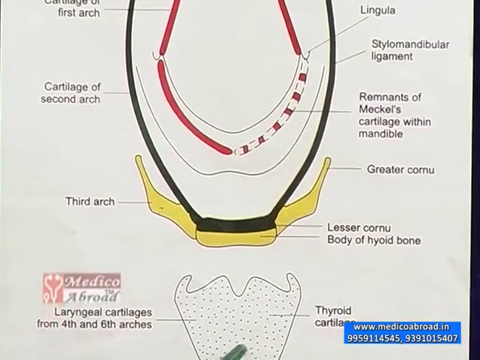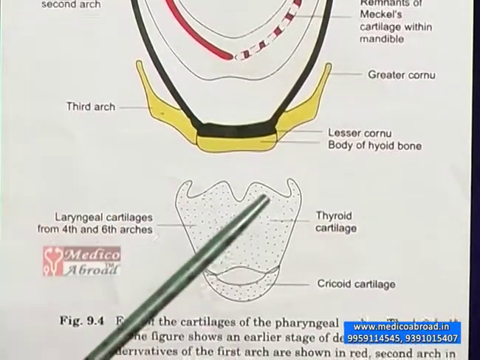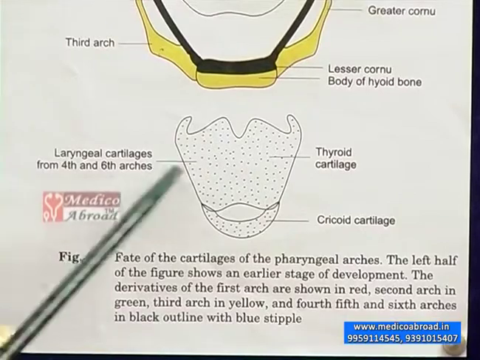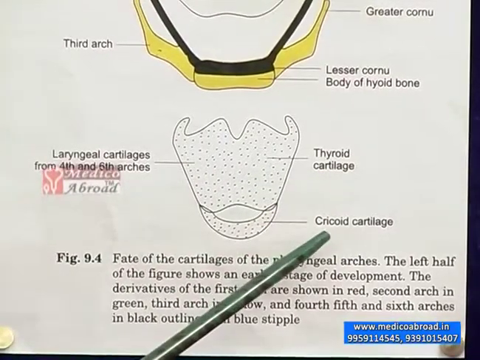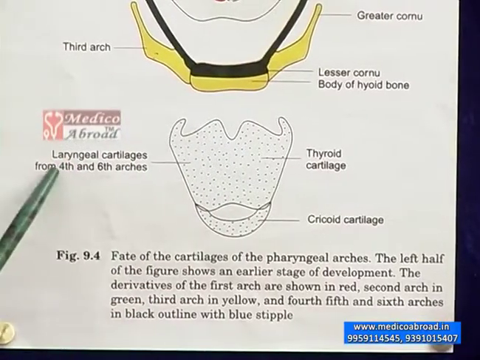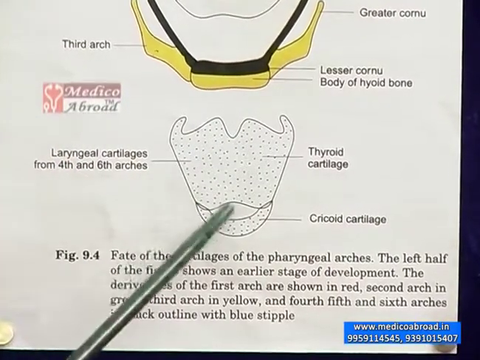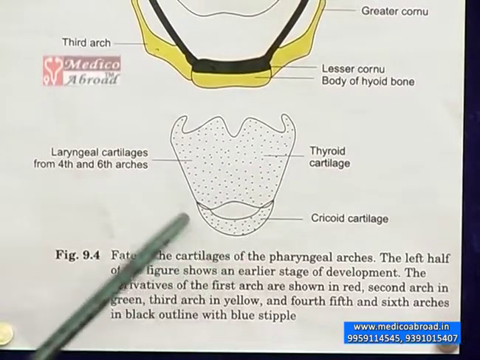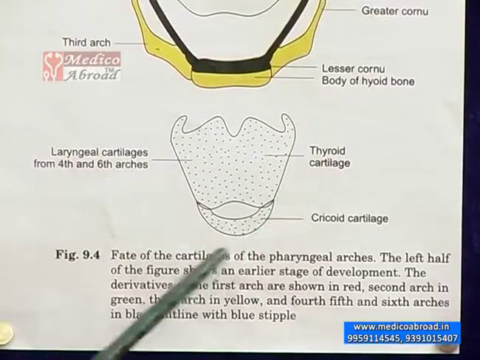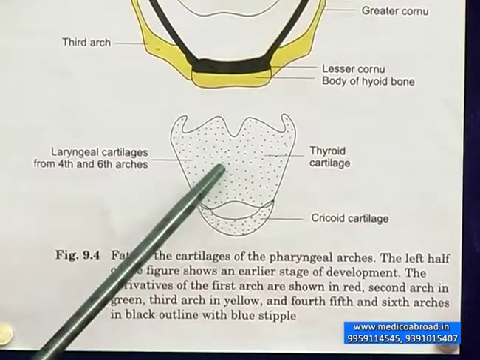Now if you take a look at this picture, the cartilages of the larynx, that is the laryngeal cartilages, thyroid cartilage, cricoid cartilage and other cartilages, are formed from the fourth to sixth arches. The skeletal elements of the fourth, sometimes some people even say fifth, and the sixth arches give rise to the laryngeal cartilages.